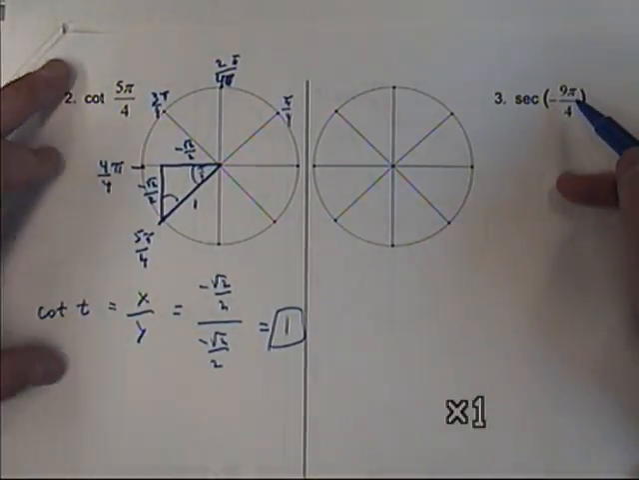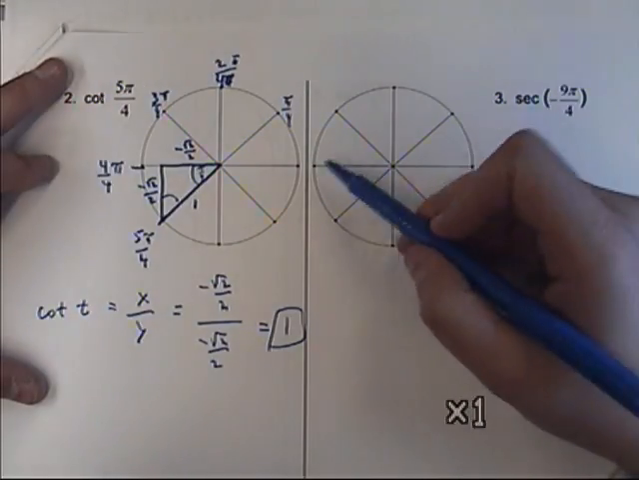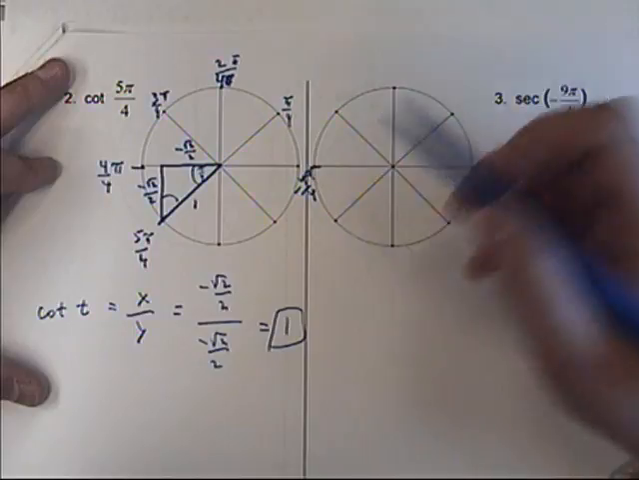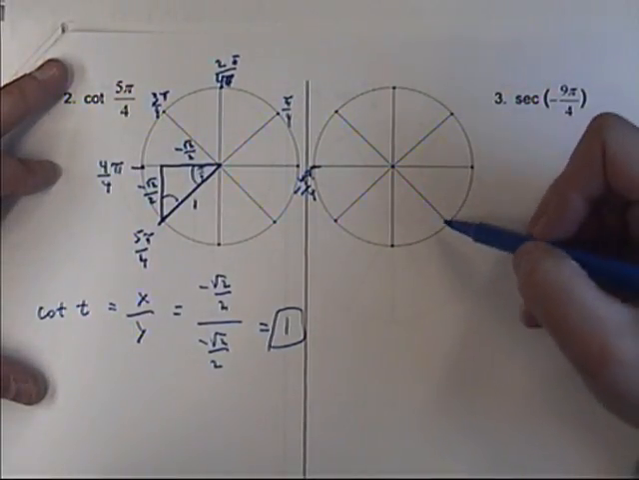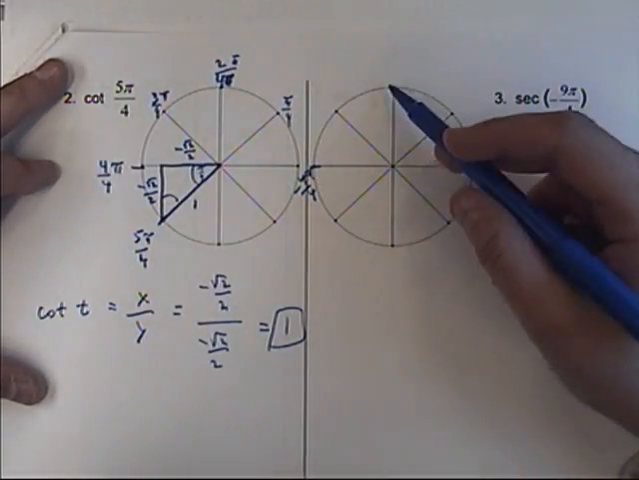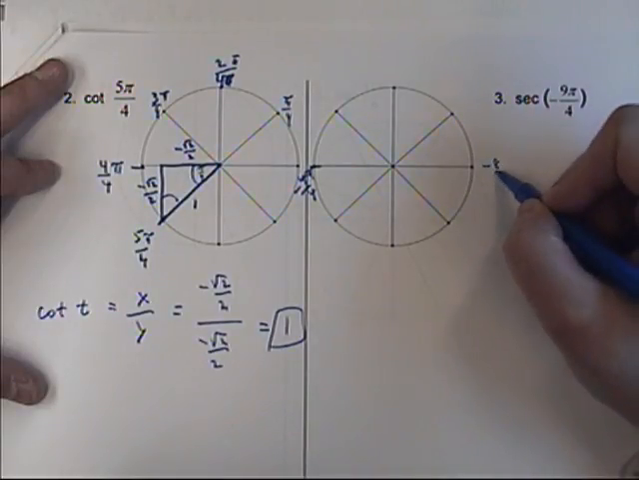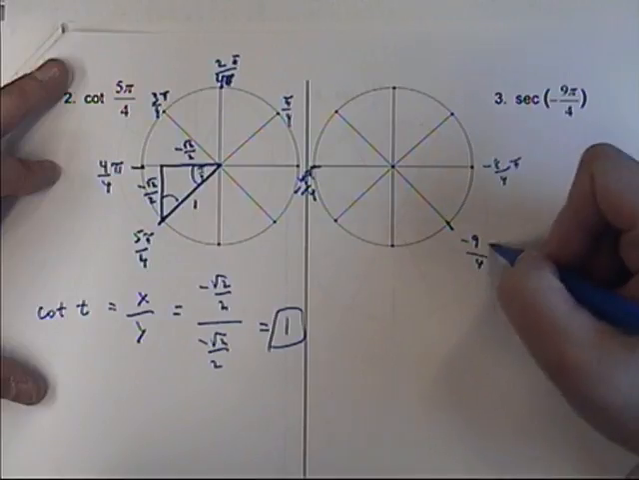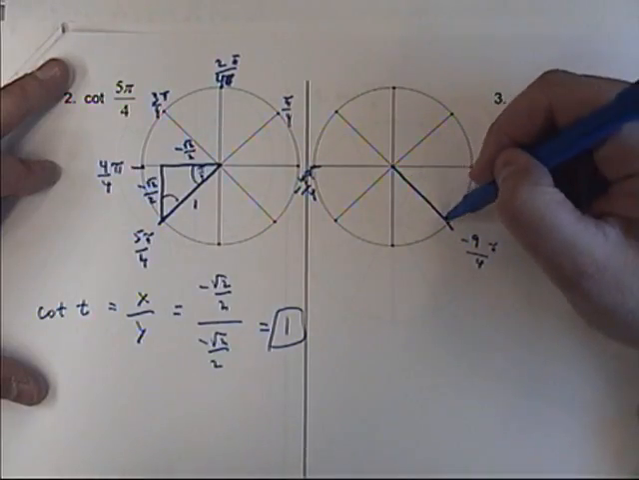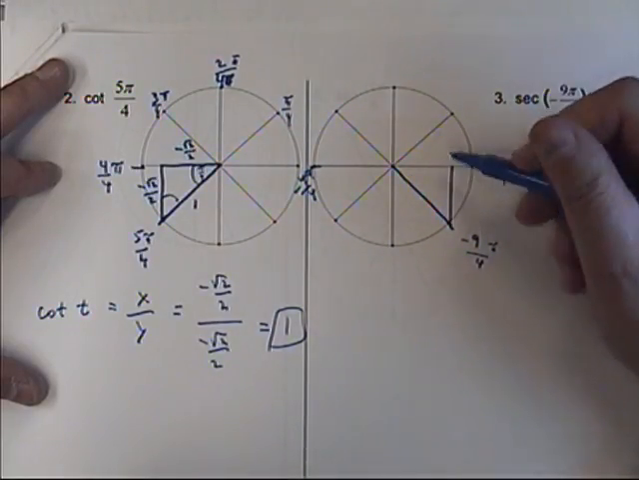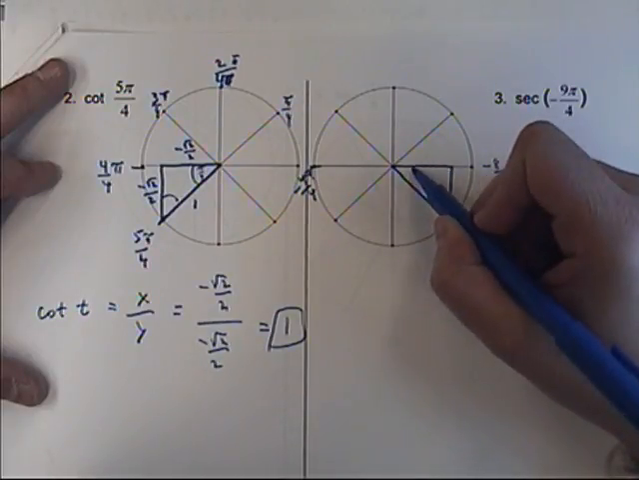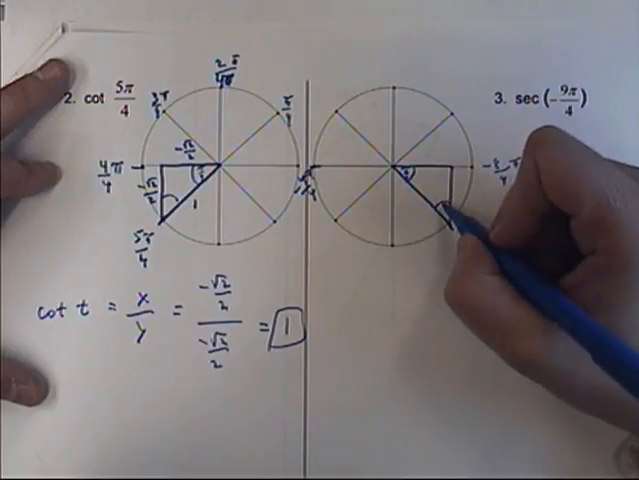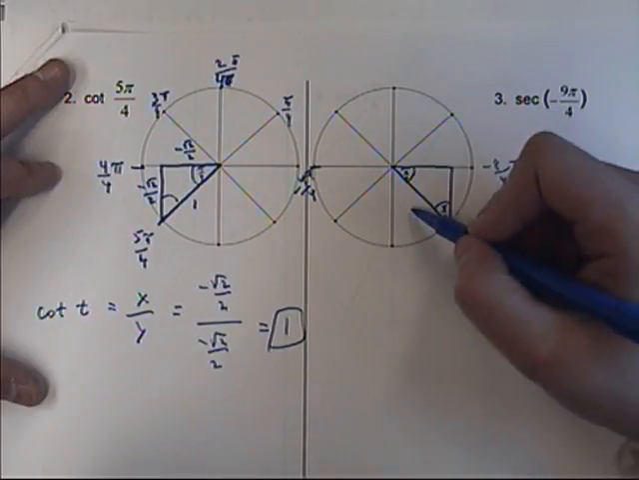The next one, negative 9 pi over 4. This over here would be negative 4/4 pi. So if I counted around 1, 2, 3, 4, 5, 6, 7, 8, that would be negative 8/4 pi. And if I go one more, that's negative 9/4 pi. So that is my terminal side of my angle, back towards the x-axis and back to the origin. This is a pi over 4 angle, which is a 45-degree angle. So this is a 45, 45, 90 triangle.